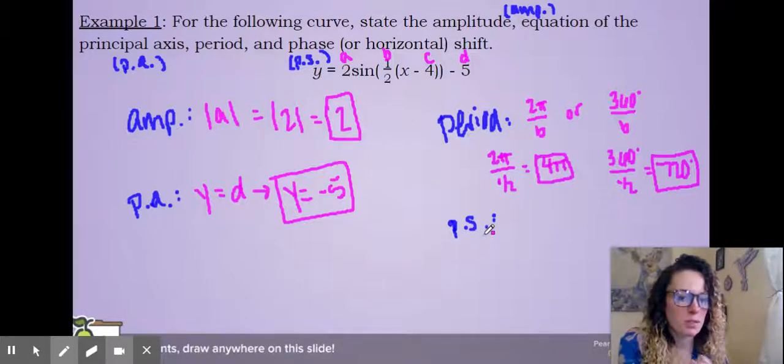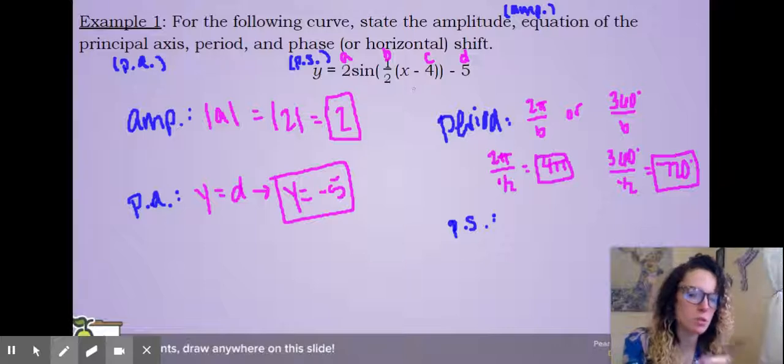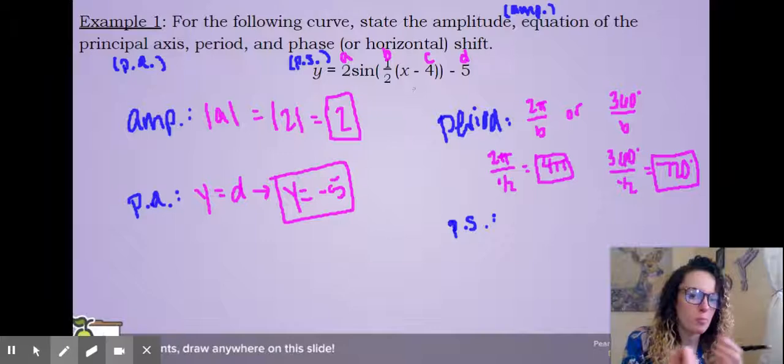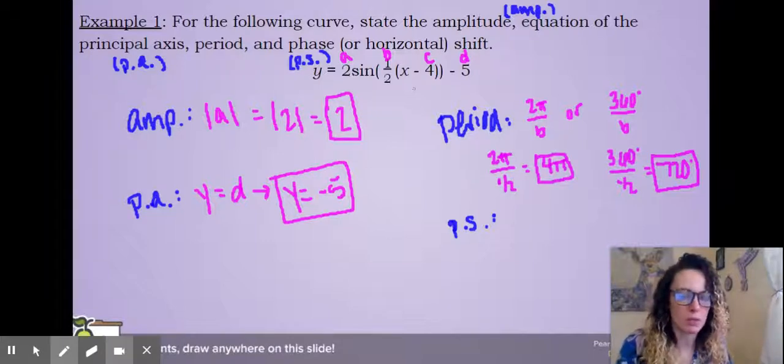Finally, the phase shift, remember, is the same thing as the horizontal shift, and C tells us how much we're shifting, and then we need to remember the directions. Just like with horizontal shifts with any other function, phase shifts are always the opposite of what they appear to be, in the sense that I have x minus 4 in parentheses here. So I would say this shifts to the right by 4.